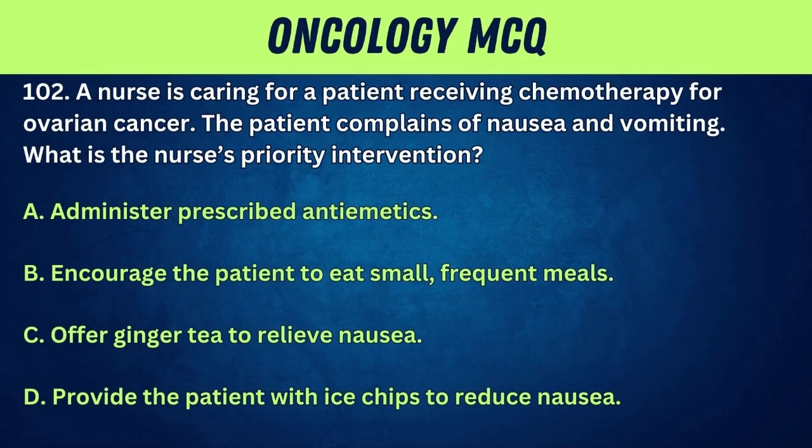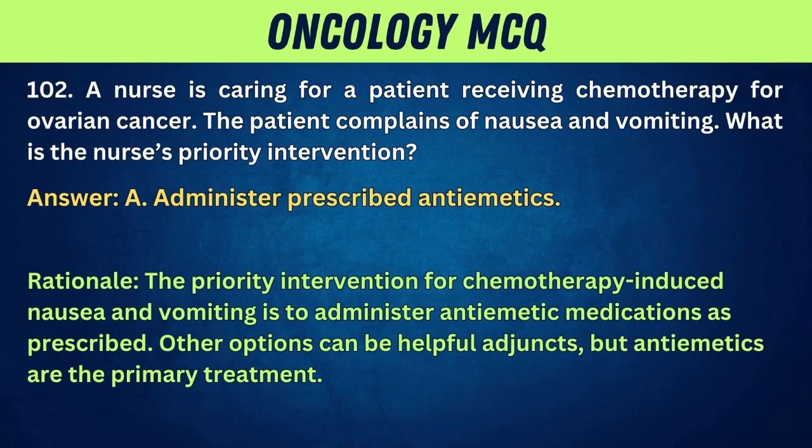Provide the patient with ice chips to reduce nausea. Answer: A. Administer prescribed antiemetics. Rationale: the priority intervention for chemotherapy-induced nausea and vomiting is to administer antiemetic medications as prescribed. Other options can be helpful adjuncts, but antiemetics are the primary treatment.